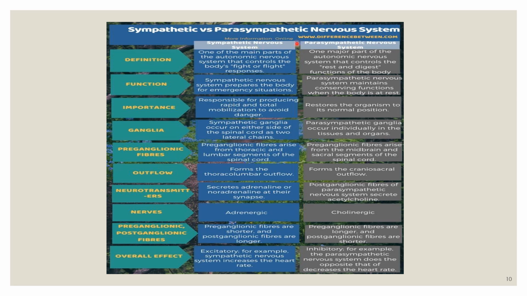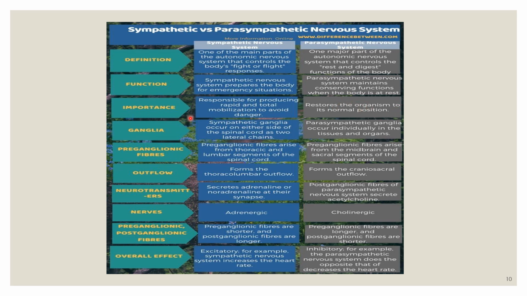The differences between sympathetic and parasympathetic nervous system are: the sympathetic nervous system is one of the main parts of the autonomic nervous system that controls the body's fight or flight responses, whereas the parasympathetic is one major part of the ANS that controls the rest and digest functions of the body. So sympathetic is for fight or flight, parasympathetic is for rest and digest. As for function, the sympathetic system prepares the body for emergency situations, whereas the parasympathetic maintains and conserves the functions when the body is at rest.